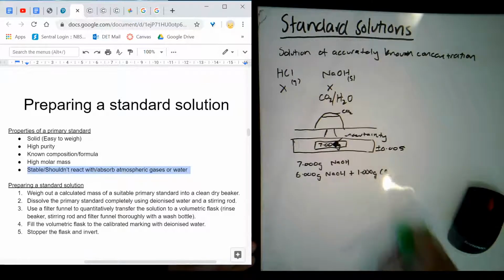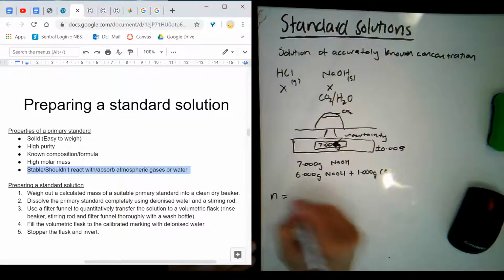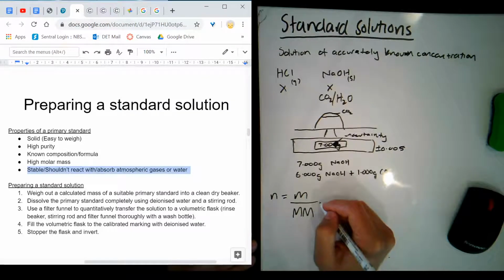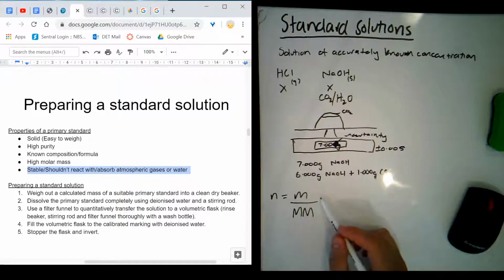That's going to be a little bit of an issue. So we know that we calculate the number of moles from mass over molar mass. Okay, so let's have a little look at this. If I have something with a relatively low molar mass, the problem is that my percentage error is going to be greater.